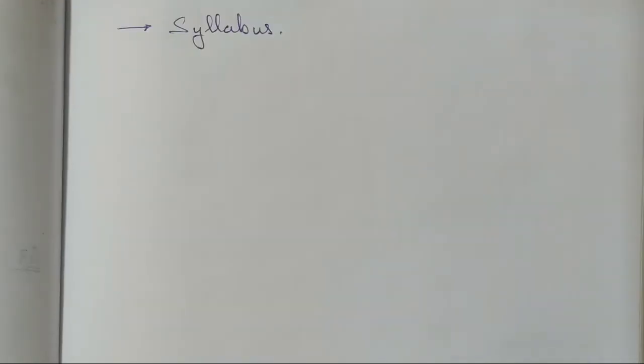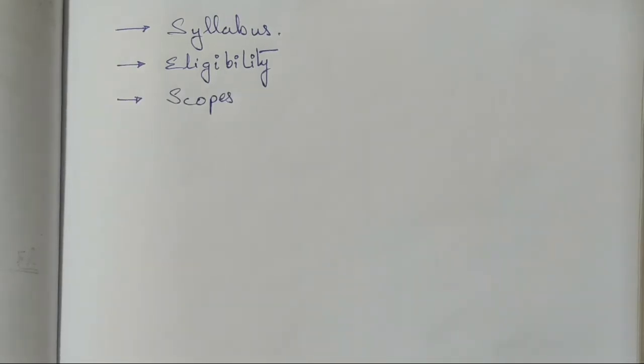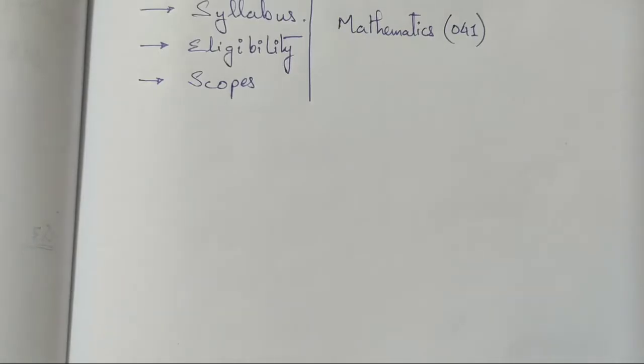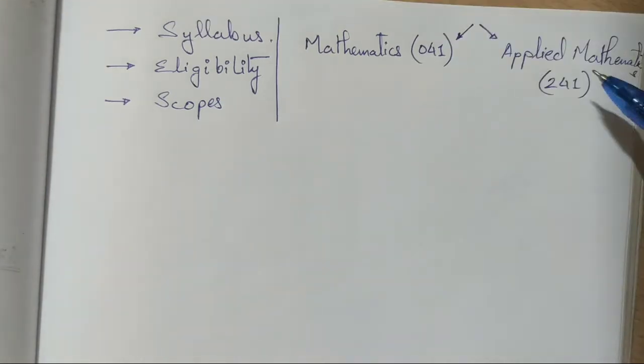Okay, the first one is syllabus, and then the next one is eligibility, that is who are the students who can opt for both of these mathematics, and then the scope of this subject. So we had mathematics in our 11th standard with the code 041, that is general mathematics, and it will be continued, and along with this we have another subject newly introduced, that is applied mathematics, which has code 241.